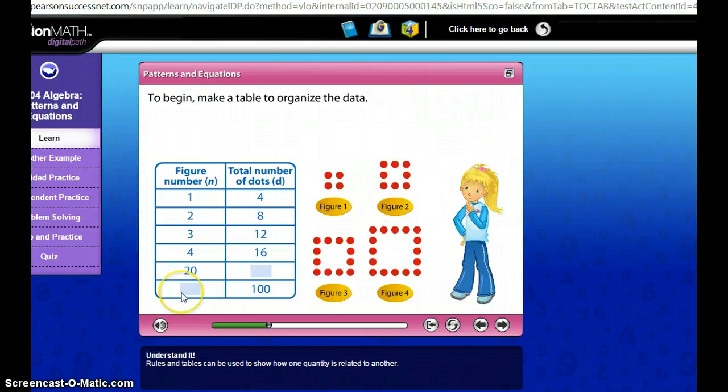Now this one we can solve. We said our formula is n times 4 equals 100. How do we solve this? Kyle? So n equals 25. So the 25th figure is the one that's going to have 100 dots. Very good.